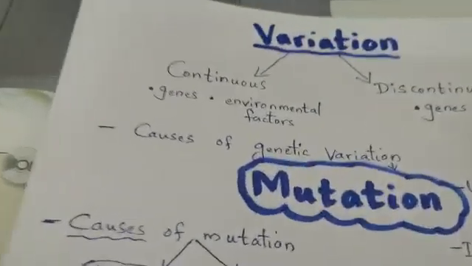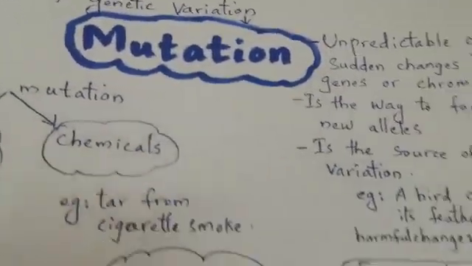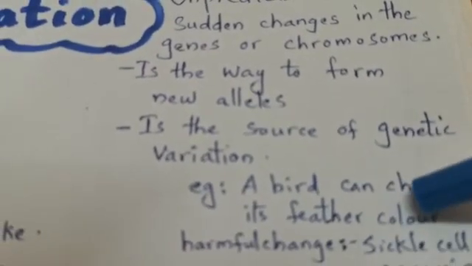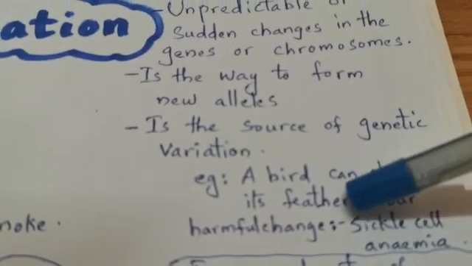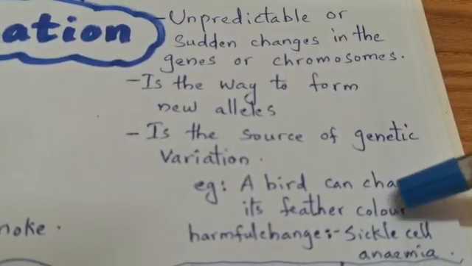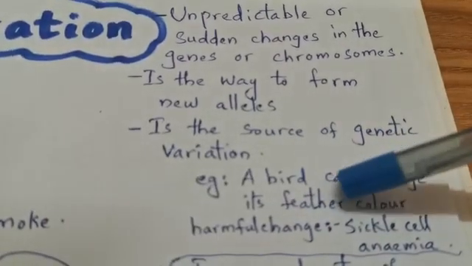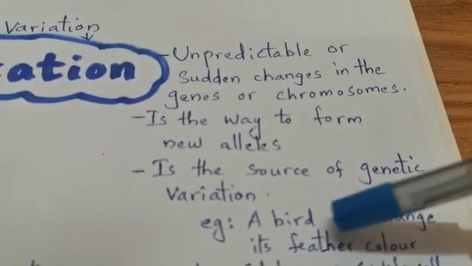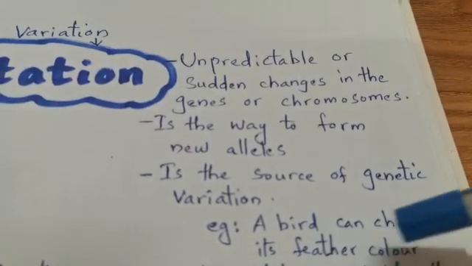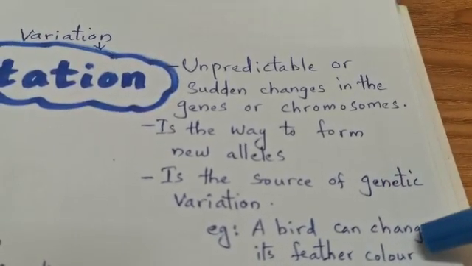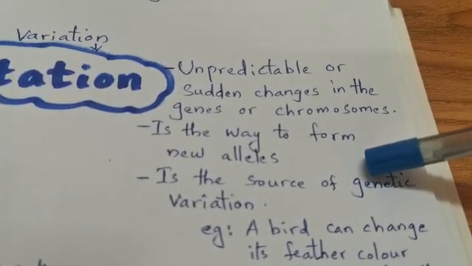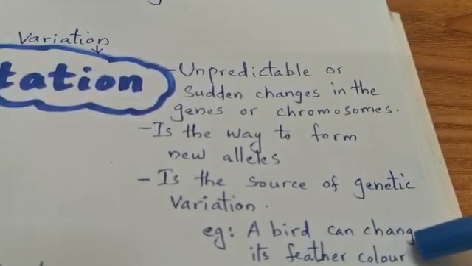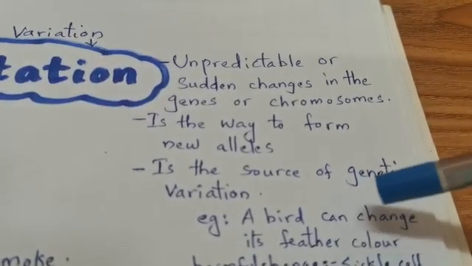Now we can have a look at some examples of mutation. See, a bird, for example, can change its feather shape. You know that if there is any change in the genes or chromosomes, the characters also will change, right? So a bird can change its feather color to attract its mate, the opposite gender, its partner. That's a positive change.